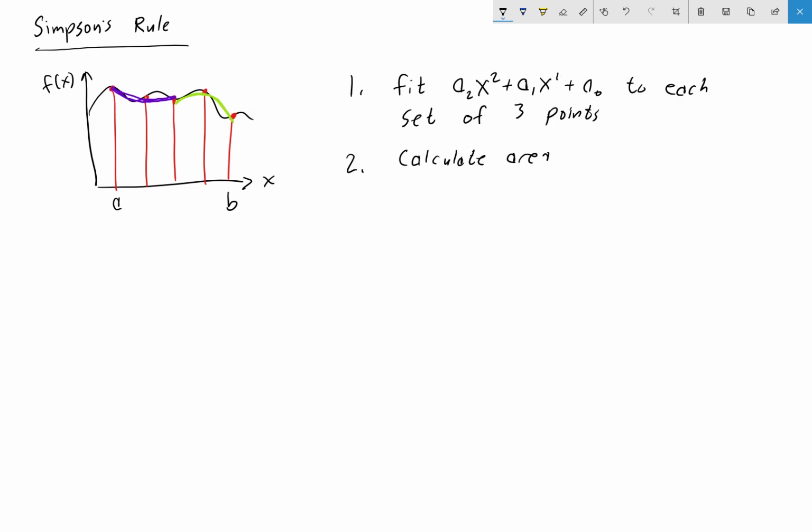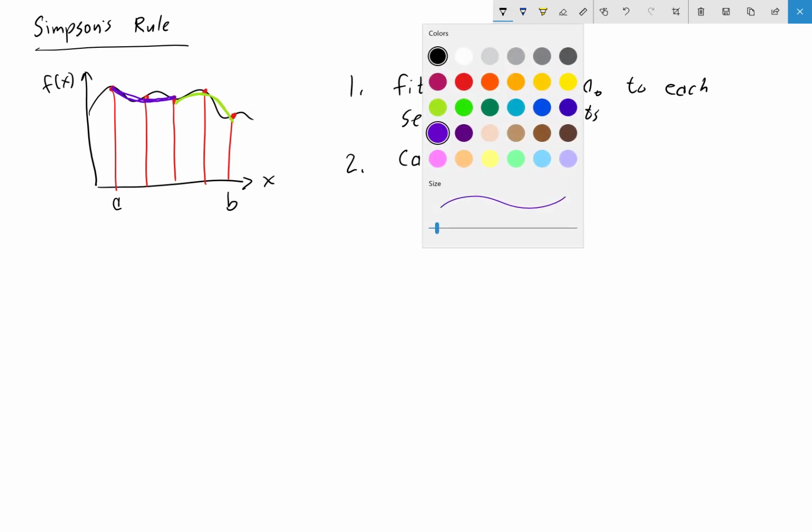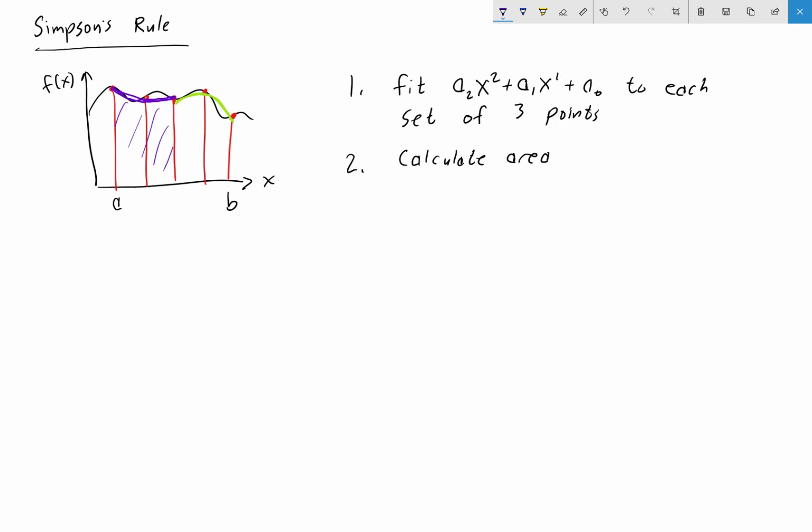And then you can calculate the area. So you could just do a regular analytic integral for a quadratic, and you can analytically get what is the area under that quadratic curve. And so then you'll get the area here in the blue part, and then you'd get the area in the green part, and you just add these together to get the total area. So it's not especially hard to do, but like I said, it is tedious if you're doing it by hand.